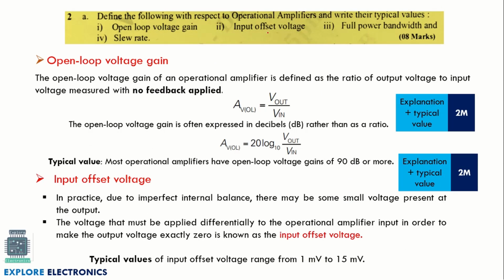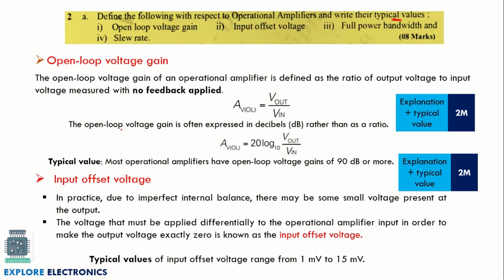The next question is on operational amplifier. This is question number 2. With respect to the operational amplifier, we need to define these things: open loop voltage gain, input offset voltage, full power bandwidth and slew rate, and we need to write the typical values also. Typical values in the sense these are practical values. Typical values are practical values we need to write.